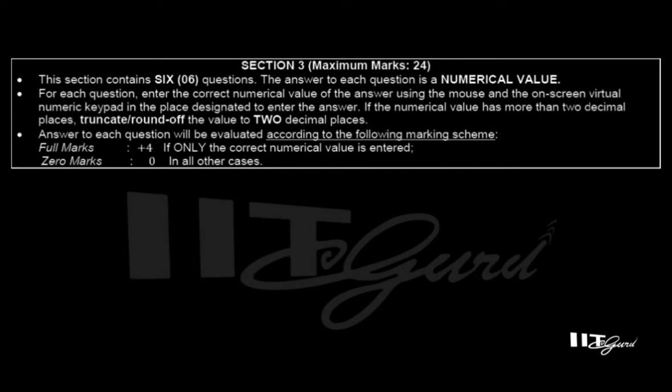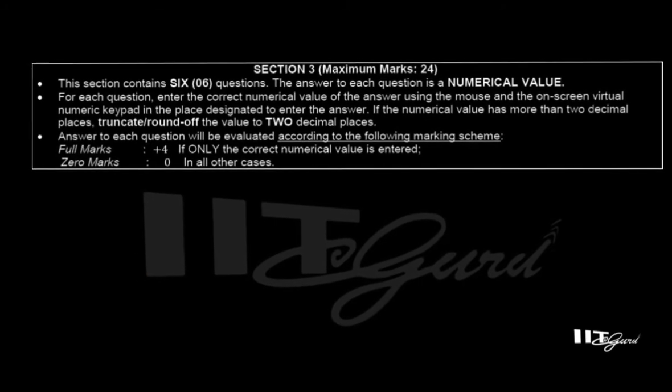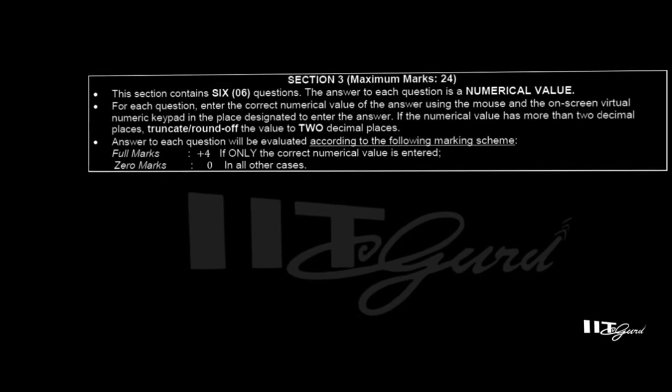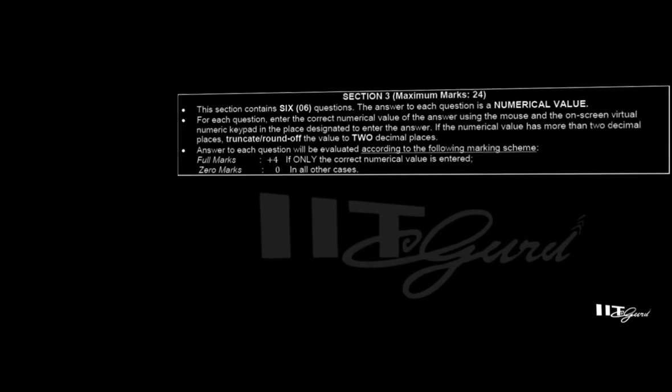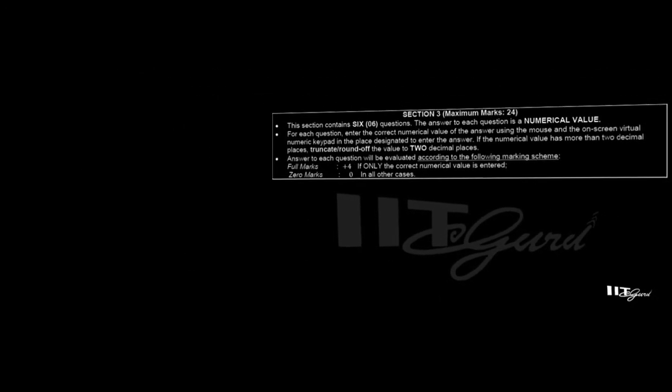This is JEE 2020 Paper 2, Section 3, which consists of 24 marks and 6 questions, 4 marks for each question respectively. There's no negative marking over here. These are numerical value type questions. Now let's present the solution right after this short break.